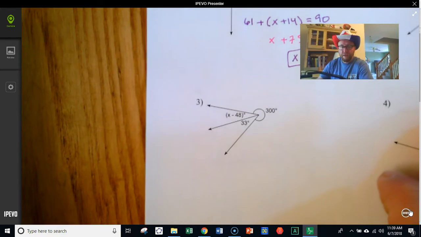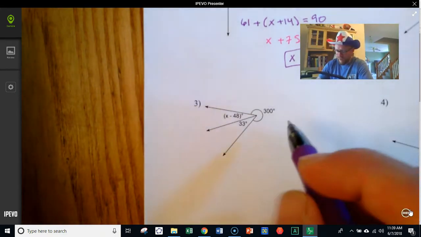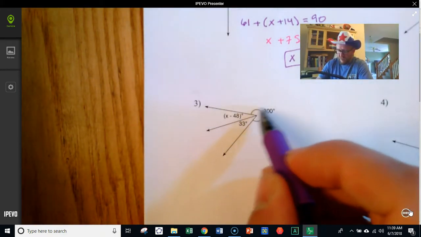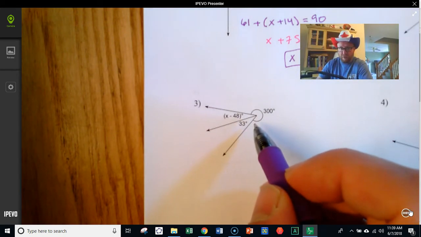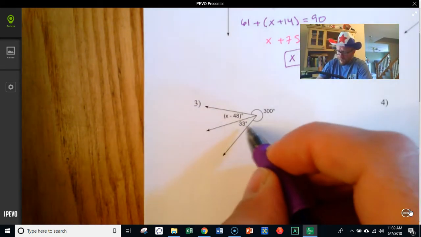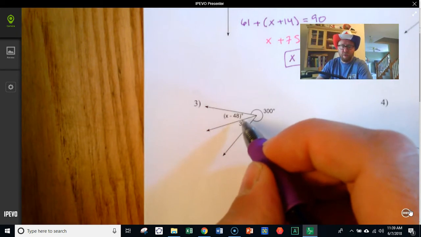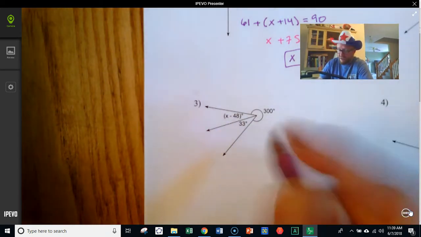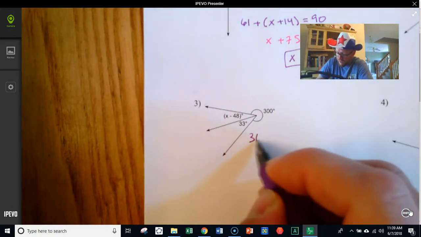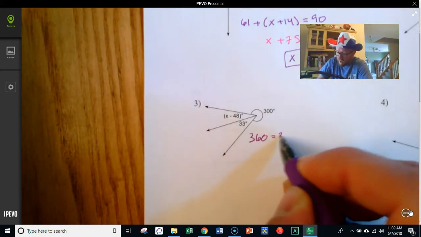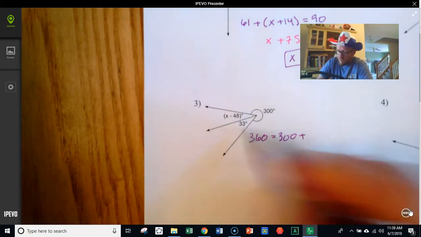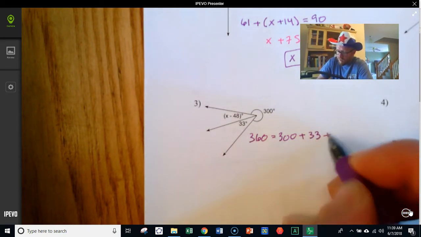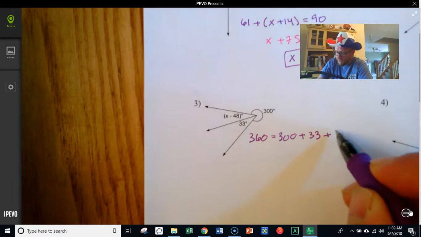All right. Here, a little bit trickier, I guess. We've got this big angle right here is 300. And if we were to add these two smaller angles in, that would be the full circle, would be 360. So we'll write an equation that states that. So we'll say that the full 360 equals 300 plus 33 plus x minus 48.